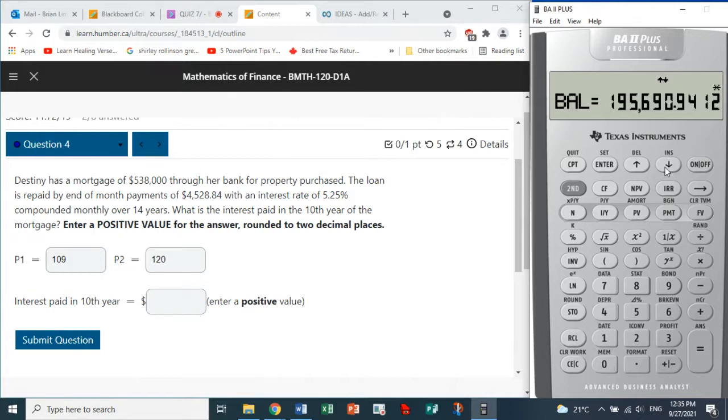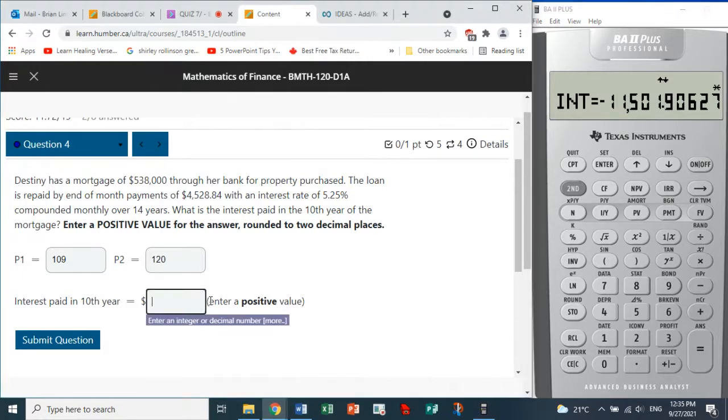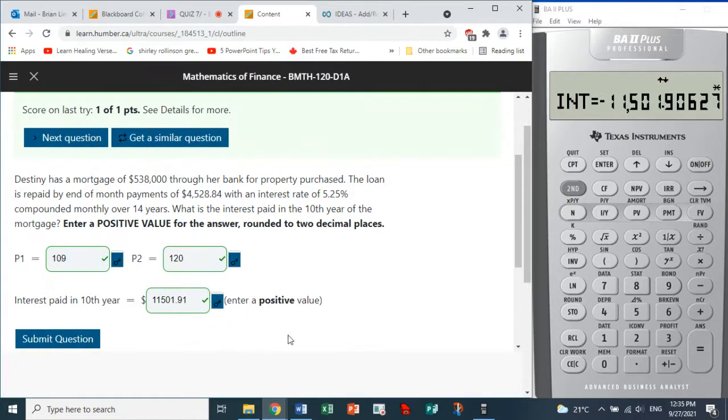Okay, balance is not what we want. PRN is not what we want. The interest is what we're after. And it says to enter a positive value. So we put in 11501.91. And we submit the question and we are correct.